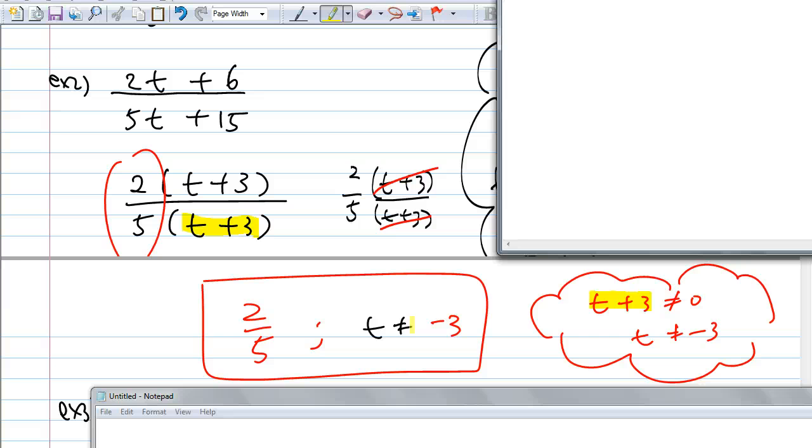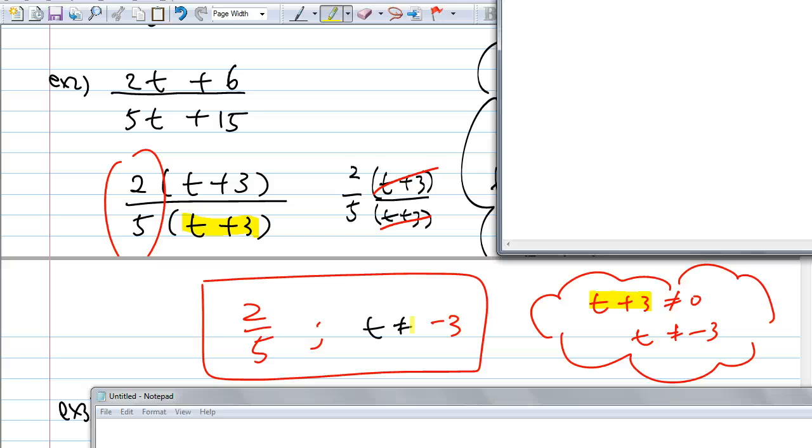When t is equal to? When will that expression not be 2 over 5? When t is equal to? Negative 3. When t is negative 3, your denominator turns to be 0.